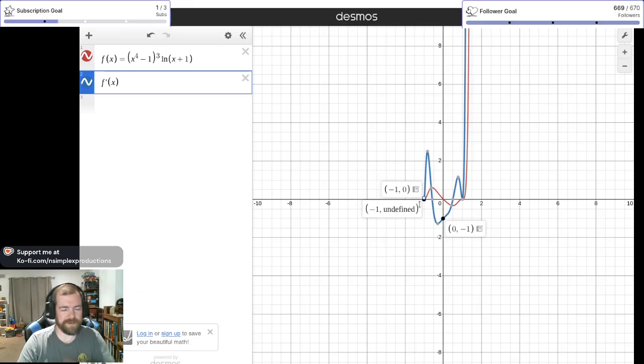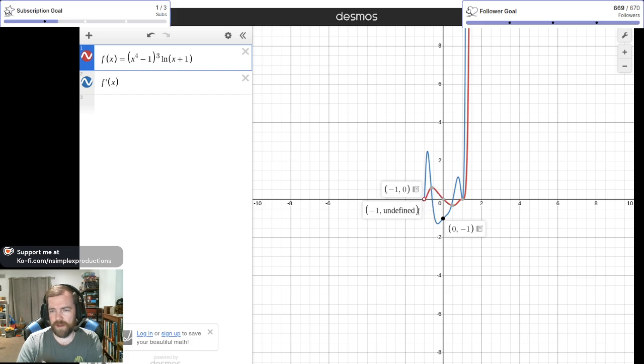No. Okay. Negative 1 is undefined for this function because, this is kind of important, at the end of this function, we have here the natural log, which is going to get us a negative 1 plus 1 is natural log of 0. And also negative 1 to the fourth is 1, minus 1 gets us 0.